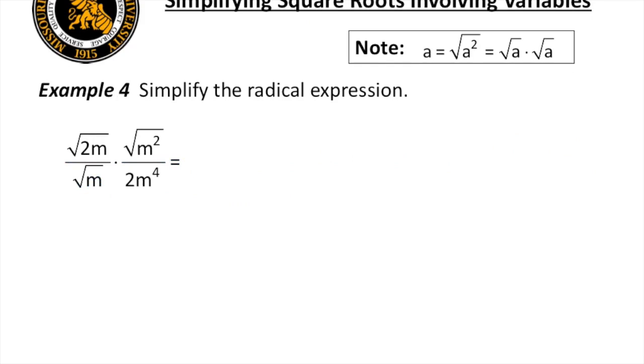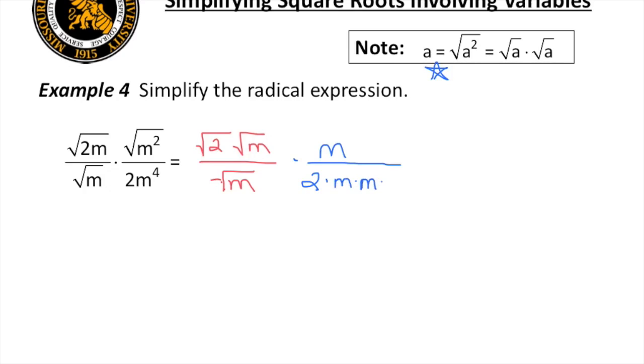To simplify the radical expression in example 4, I'm going to consider the 2 fractional expressions separately. Looking at the first fraction, I notice that the numerator can be rewritten as the square root of 2 times the square root of m, leaving the denominator as it is. In the second fraction, I notice that the numerator can be rewritten as simply m using the property of square roots above. The denominator can be expanded to be 2 times m times m times m times m.